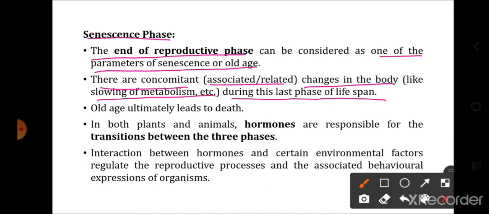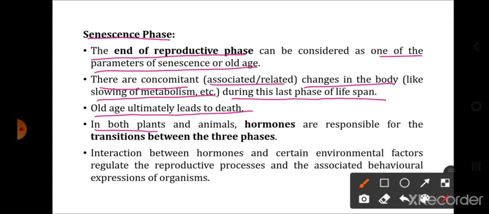The reproductive phase has ended, the senescent phase has started. So, how can we say that the senescent phase has started? Certain changes occur in the body, that is, the metabolic processes slow down, and many such processes. Old age ultimately leads to death.